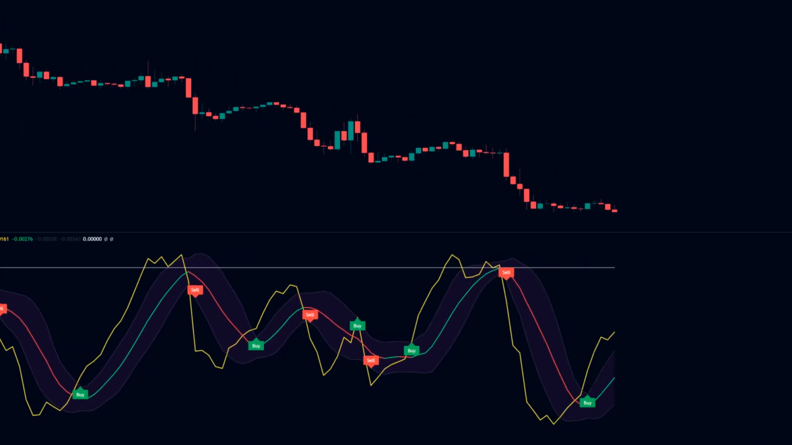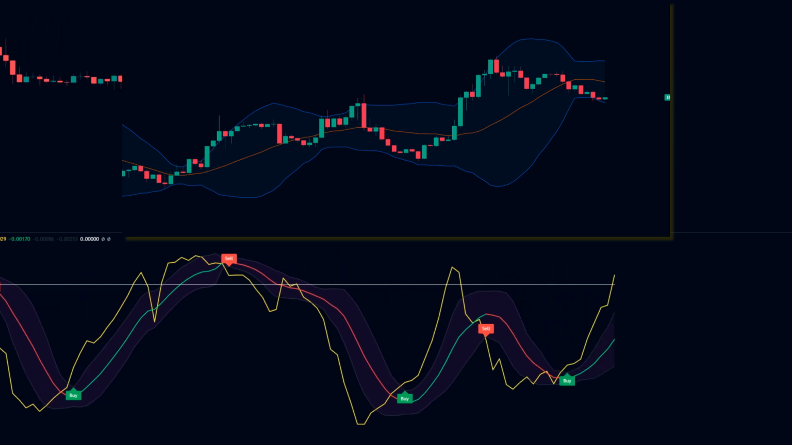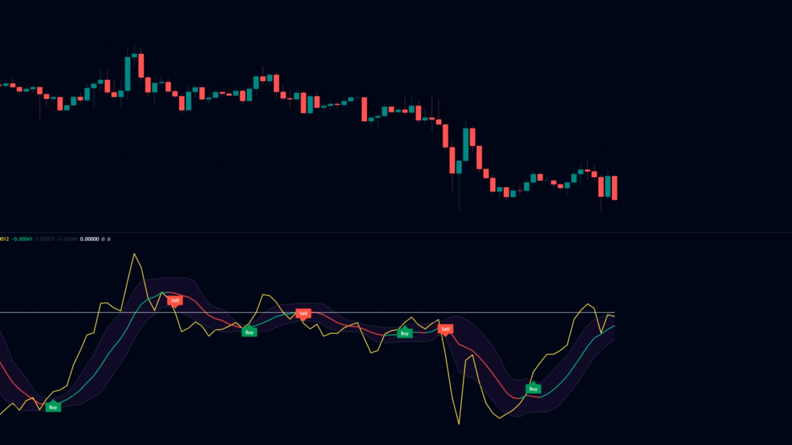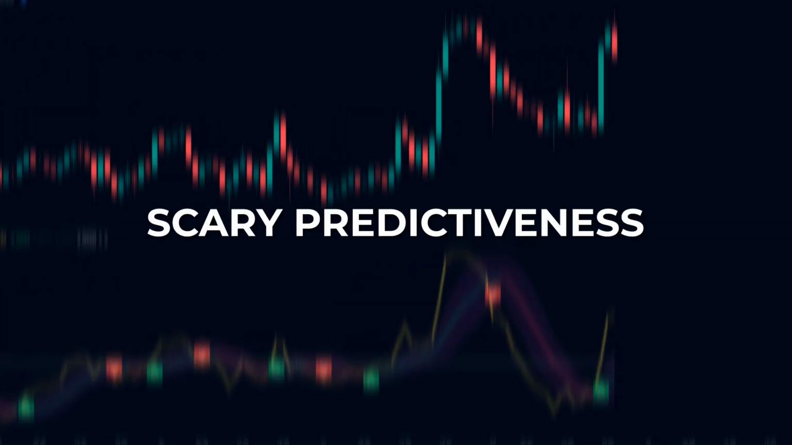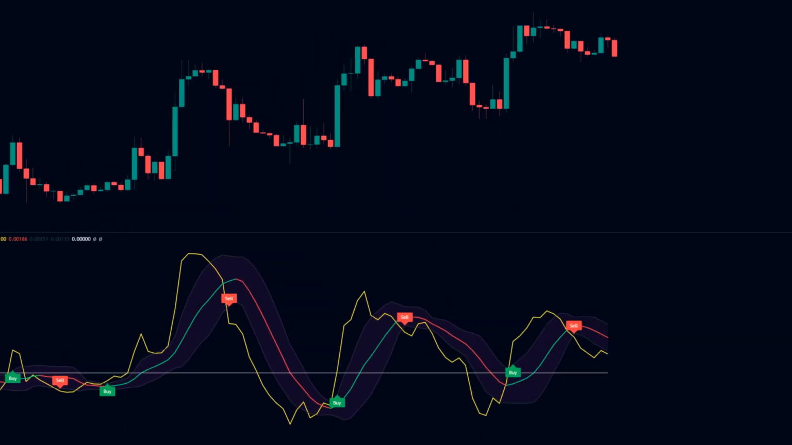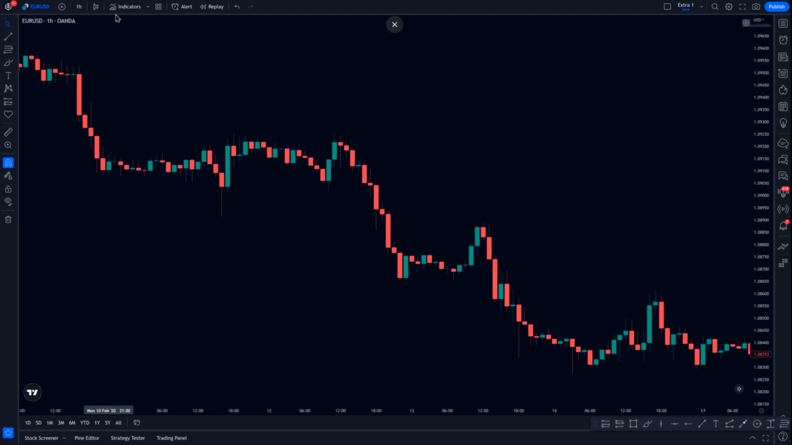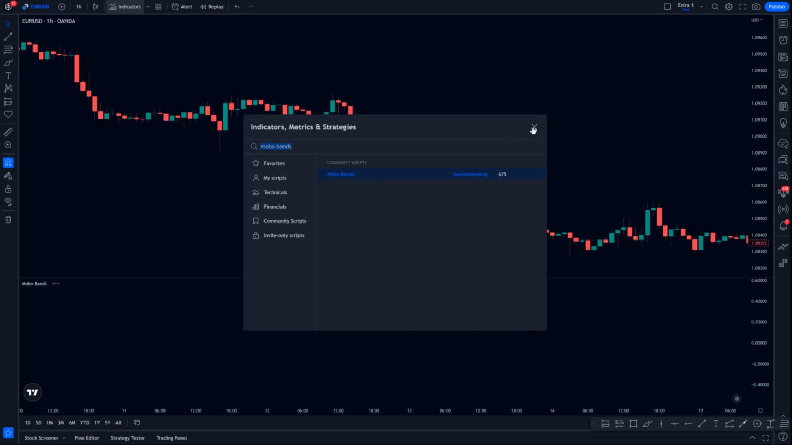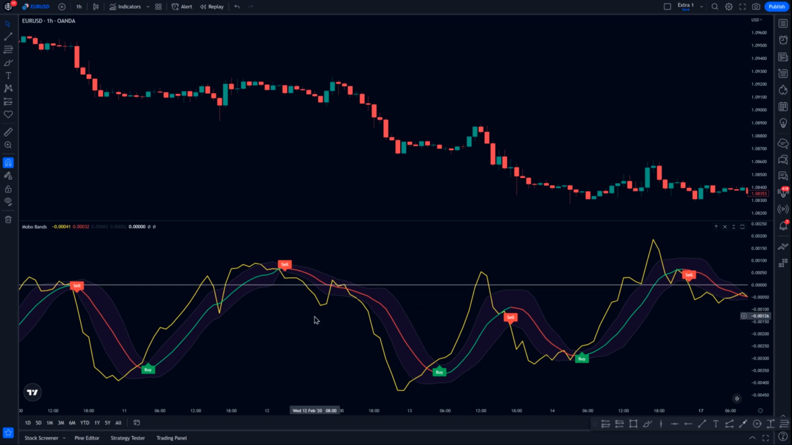The Mobo bands indicator is a modified version of the popular Bollinger Bands indicator. It has an adjusted standard deviation and can be used to identify potential buying and selling opportunities in the market. Despite its scary predictiveness of the market, the Mobo Bands indicator is available for free on TradingView. To add it to our chart, we're going to click on Indicators, then type in Mobo Bands, and select this one by Barrett Denning.